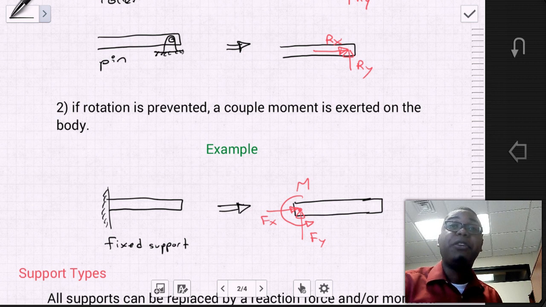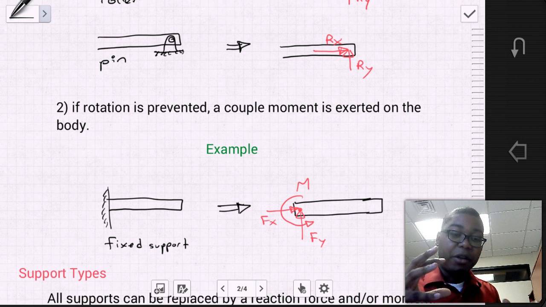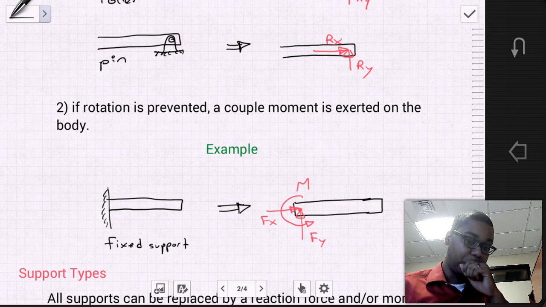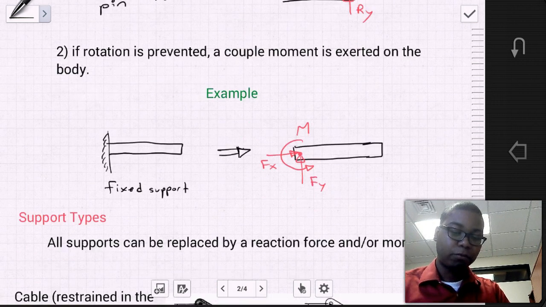If we wanted to move it in the Y direction, it would resist. And if we applied some force at the end of the beam, then it would create a moment that needs to be counteracted. And so there must be a coupled moment that prevents the rotation of the beam. And so in the case of the fixed support, we have forces Fx and Fy, but we also have this moment M, this reaction moment that develops at the end of the beam.